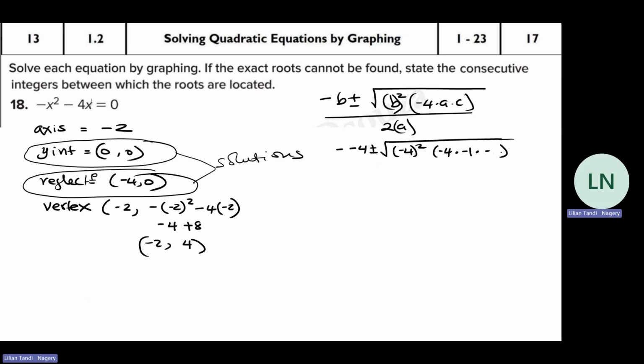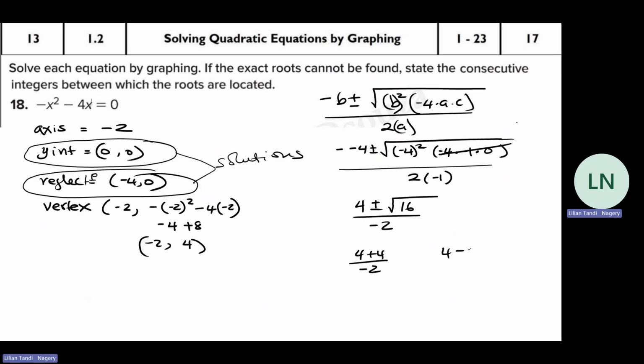No, C is 0. And the number times 0 is 0, so I cross that out. So 2 times negative 1. So then I got 4 plus or minus the square root of 16 over negative 2. So I have 4 plus 4 over negative 2 and 4 minus 4 over negative 2. So then I got negative 4 and I got 0. So there, I was correct. My solutions are negative 4 and 0.